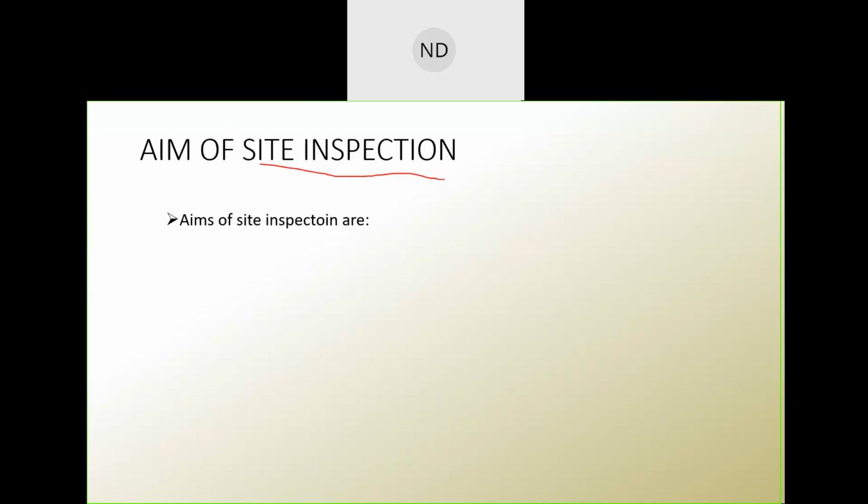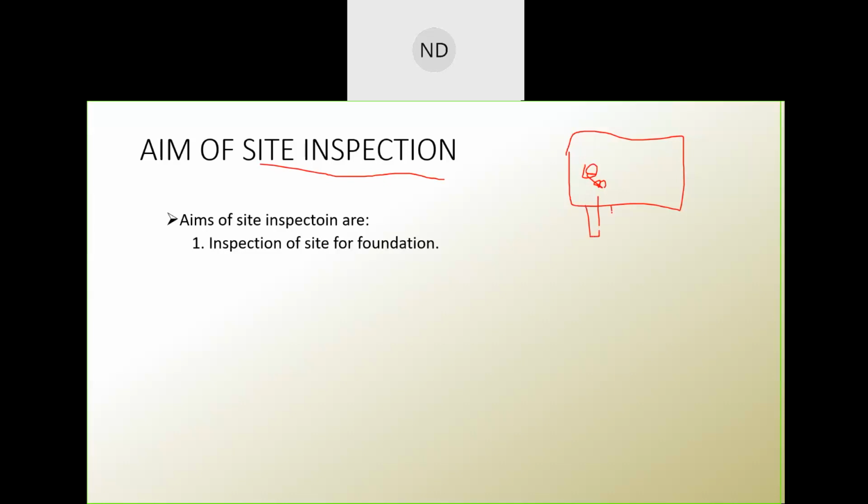So the aim of the site inspection is mainly what? Aims of site inspection are what? Inspection of site for foundation. Yeah, because when we go for the site inspection, you will see whether your site is proper for your foundation or not, what type of foundation will be required for your soil on the site. When you visit the site, you will check the quality of the soil present here, so that with the help of the idea of the type of soil, you are going to make this foundation.